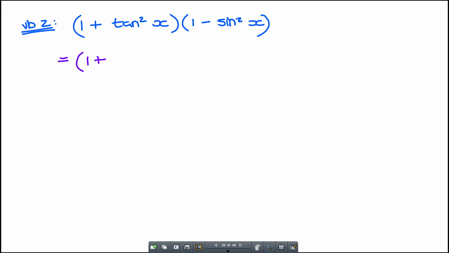Alright. So, then I'm going to have 1 plus, and in place of tan squared x, I'm going to write sine squared x over cos squared x. Then, she just said that 1 minus sine squared x is the same as what?